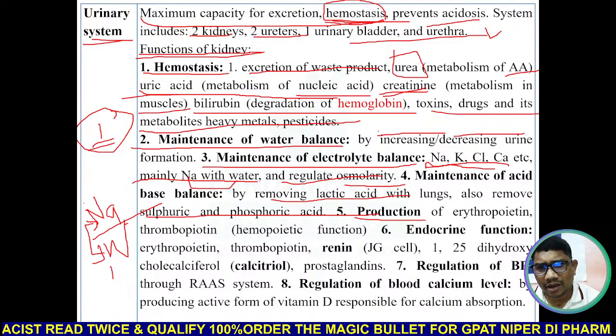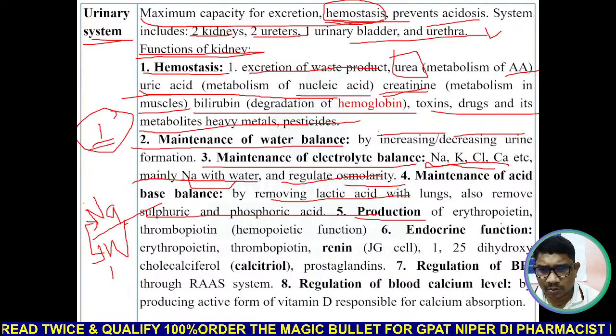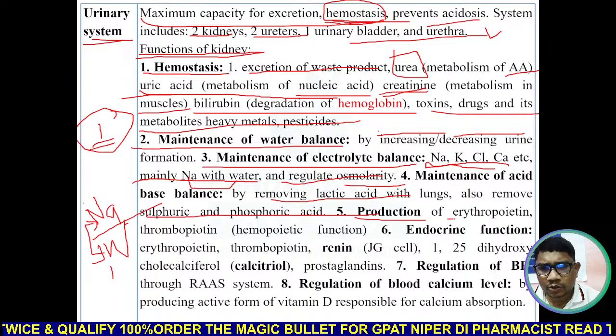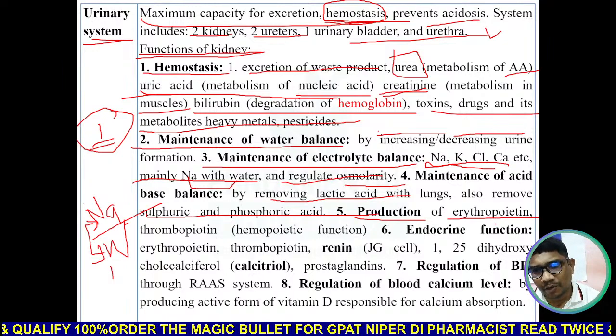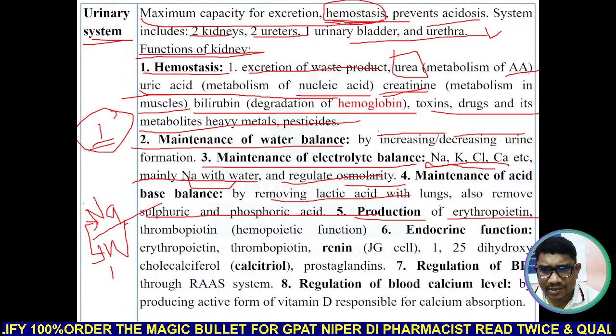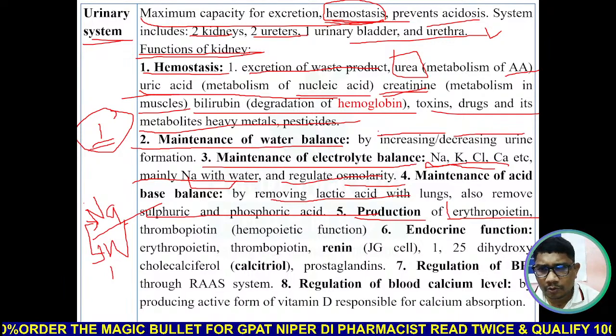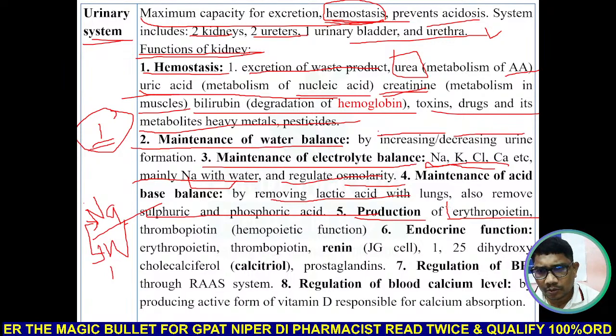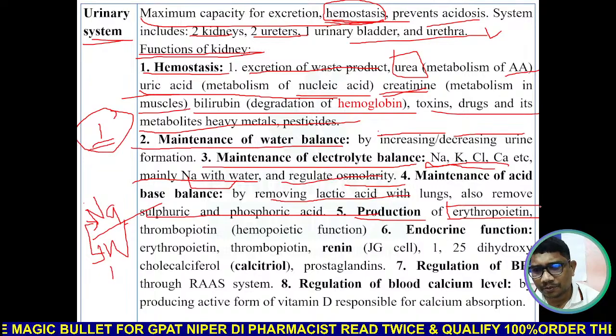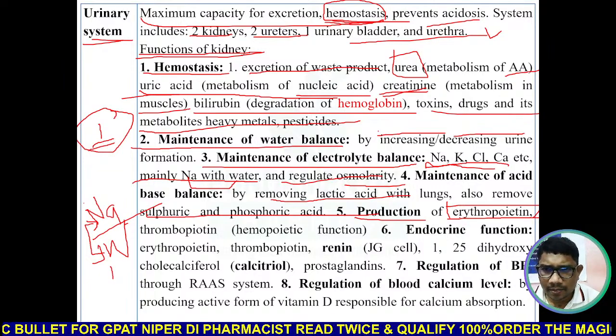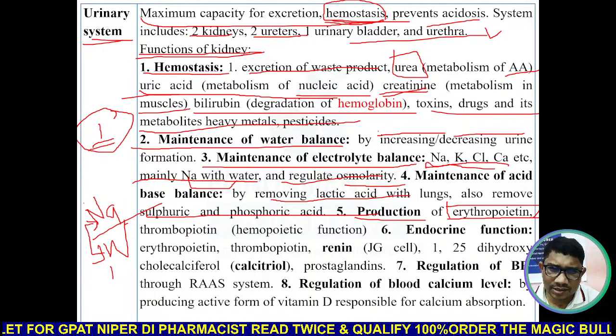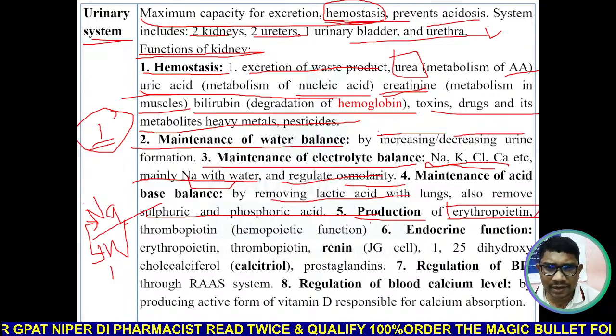किडनी also has an important function, there is a production of erythropoietin. इरिथ्रोपोएटिन अपन ने देखा है ब्लड में, इरिथ्रोपोएटिन क्या है, it is a hormone, है ना, which stimulates the production of RBC. Erythropoietin is a hormone responsible for the production of RBC. Now erythropoietin is produced in the kidney.